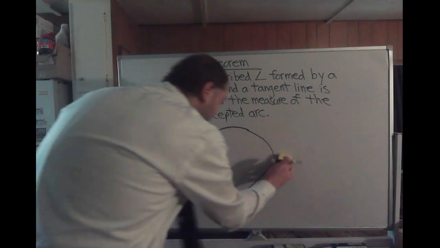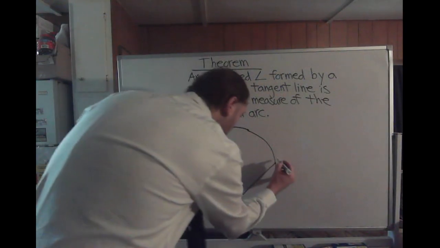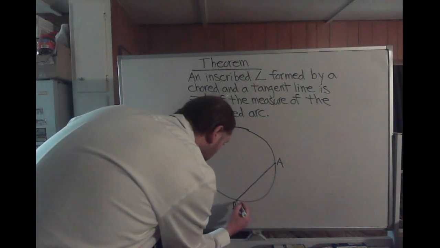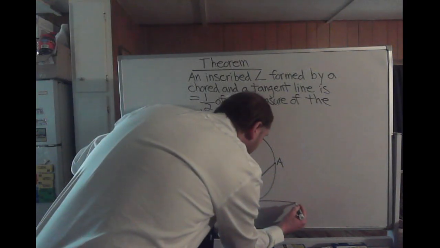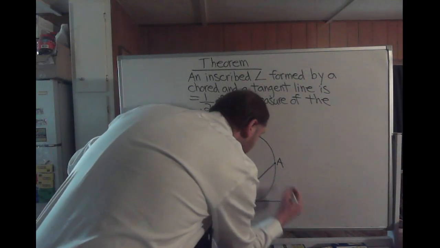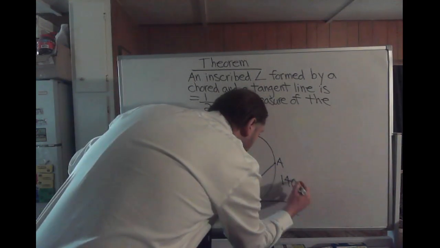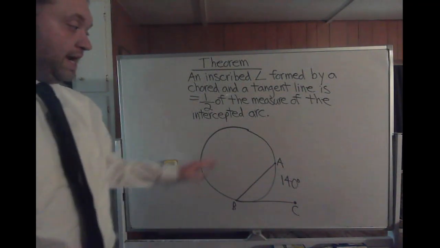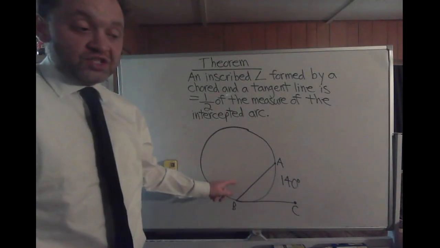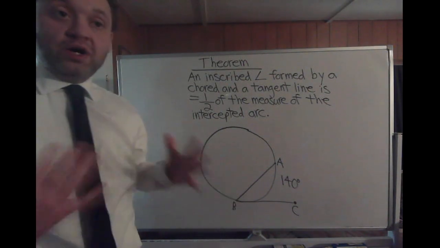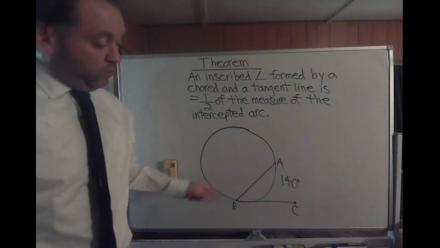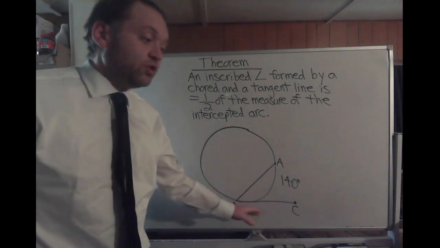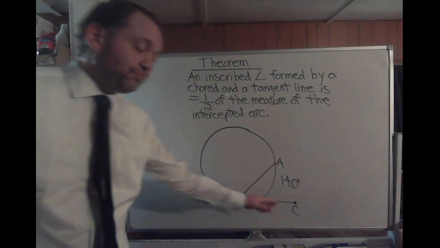Actually, let's change that a little bit here. So in this circle, we have an inscribed angle. Of course, the vertex is still on the circle, but one side of the angle is a chord of the circle, and the other side of the angle is a tangent line to the circle.